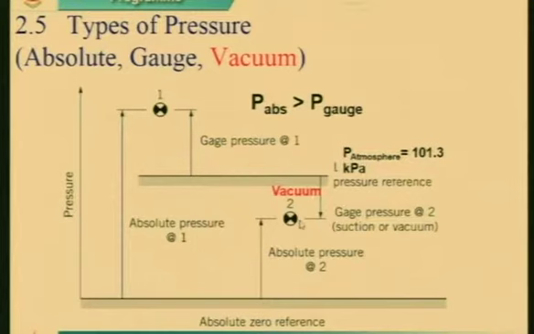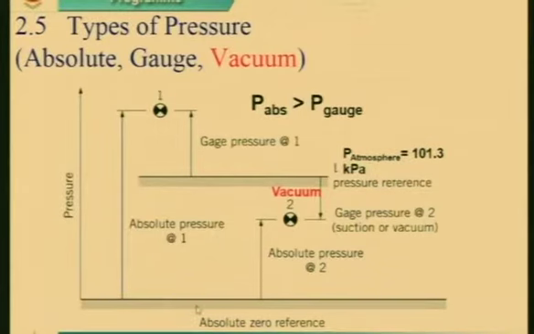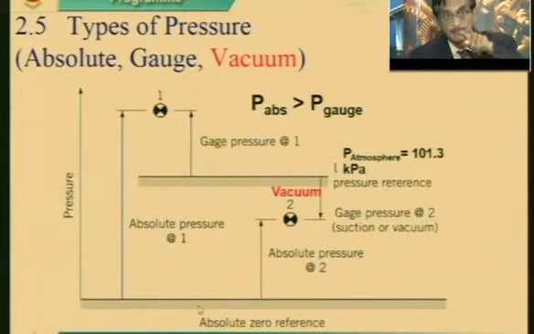At any other point I take, 2, this is absolute pressure at 2. What does it mean? It means very clearly that absolute pressure will always be positive. I repeat, the absolute pressure will always be positive, measured from the absolute 0, which is the bottom of the system.